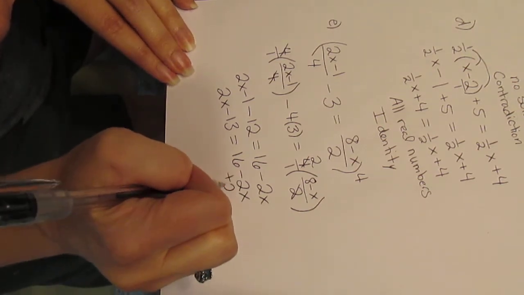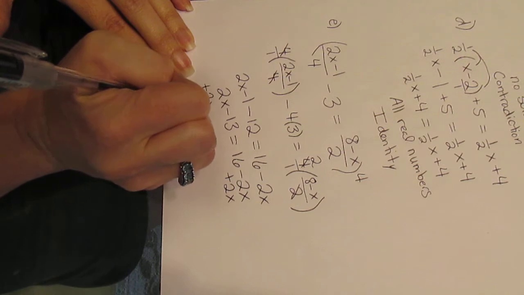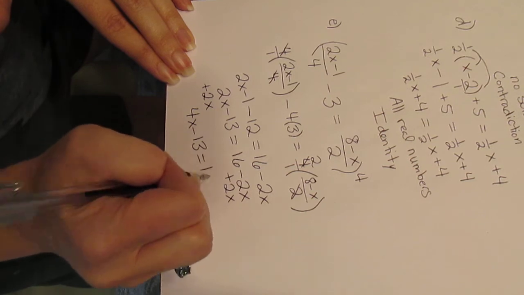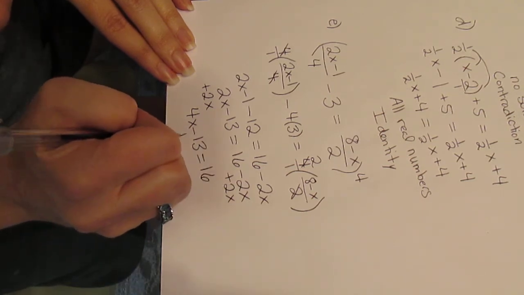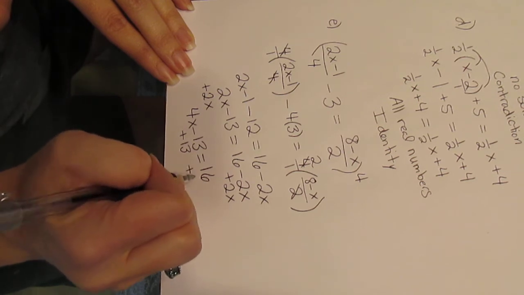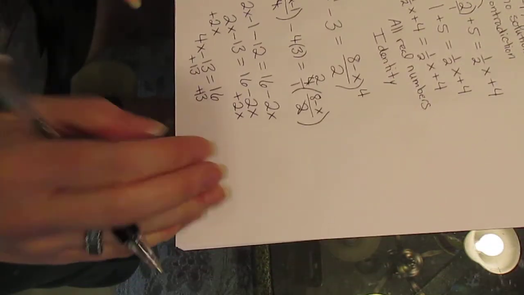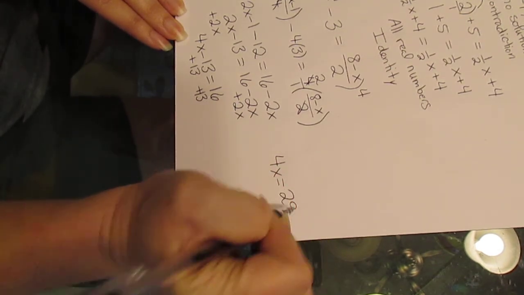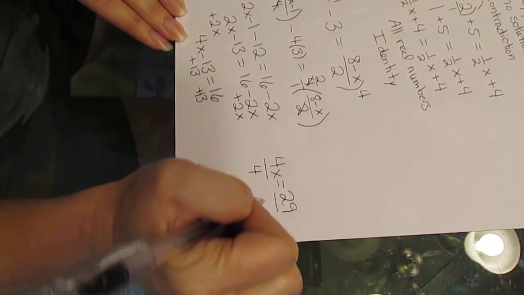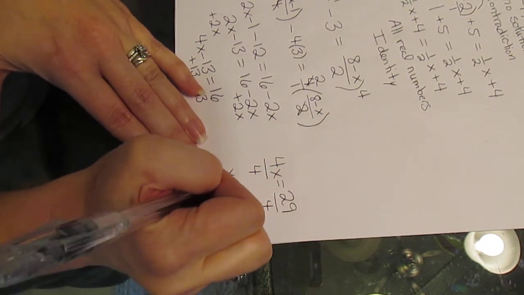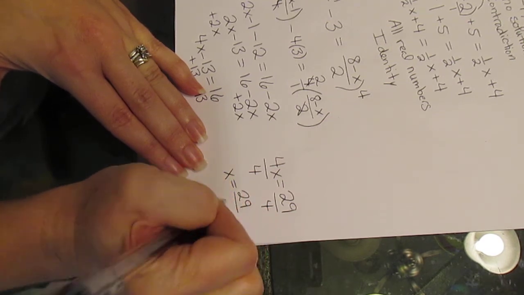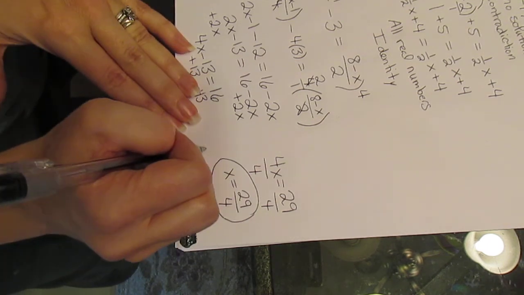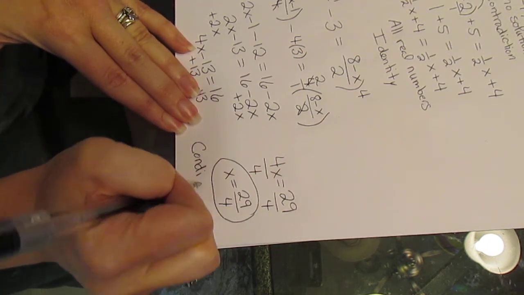I'll go ahead and add 2x to both sides. 4x minus 13 equals 16. Add the 13. And we get 4x equals 29. And finally divide by 4. Okay, and because we got one solution, this one is a conditional equation.